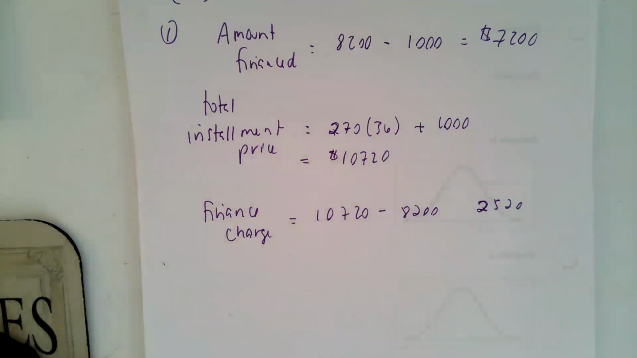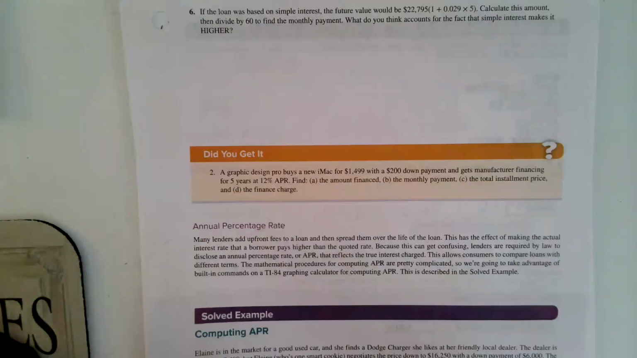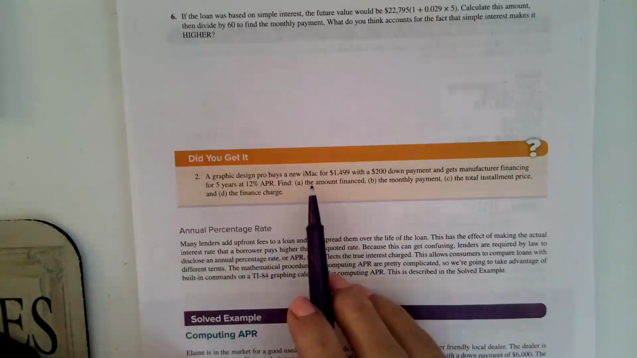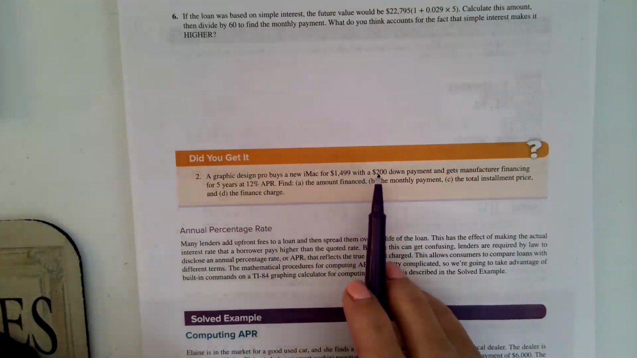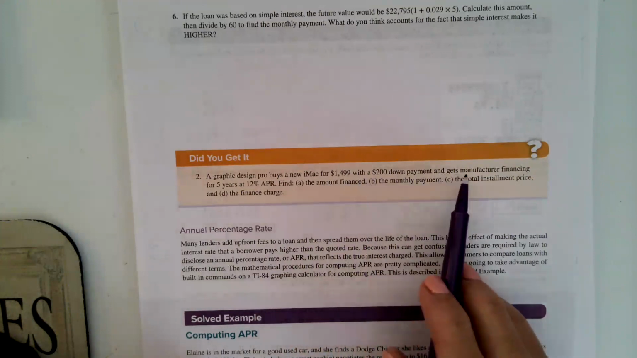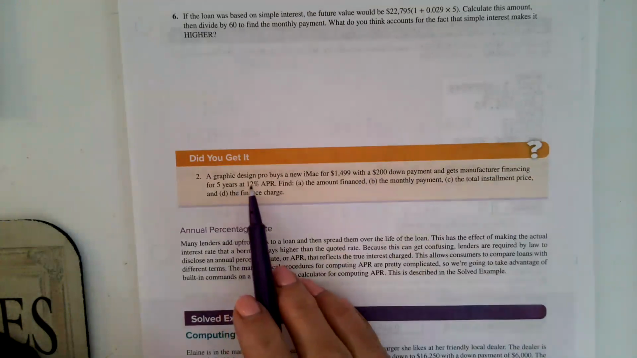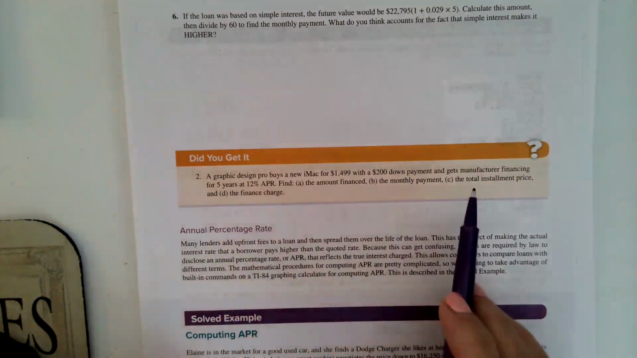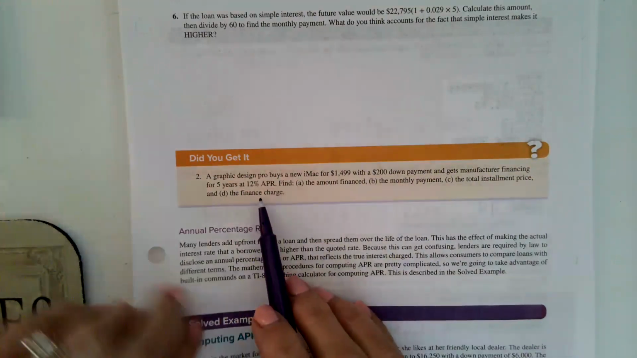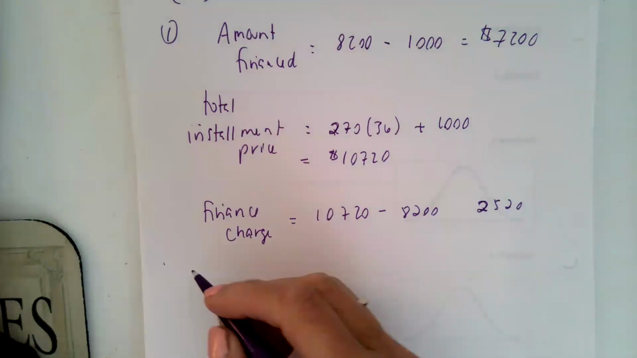Did You Get It number two is on page 291. And that says, a graphic design pro buys a new iMac for $1,499 with a $200 down payment and gets manufacturer financing for 5 years at 12%. Find the amount financed, the monthly payment, and the total installment price, and the finance charge.